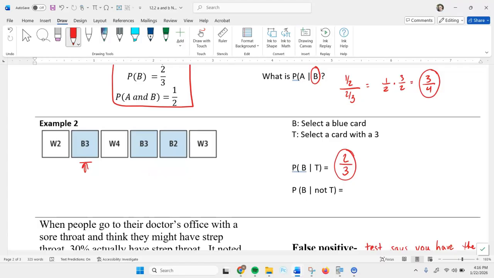This other one says probability that it's blue given that it doesn't have a 3. So we want to look at the cards that do not have a 3. That would be this one, and this one. So again, there's 3 cards that don't have a 3 on it. Out of those, how many of them are blue? There's only one that's blue and doesn't have a 3 on it. So that would be a 1 in 3 chance. Pretty simple. Again, just another scenario that we could look at.